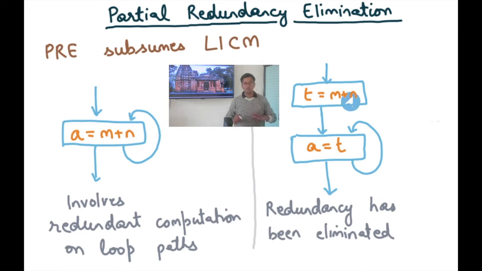You compute m plus n ahead of the loop, and then you just do a equals t inside the loop, and now I have eliminated partial redundancy on this particular program, because m plus n is computed only once on all the program paths, right? Irrespective of whether, let's take a program path that goes around the loop 10 times, even there m plus n is only computed once. All right. So partial redundancy elimination, or PRE, subsumes loop invariant code motion, or LICM.